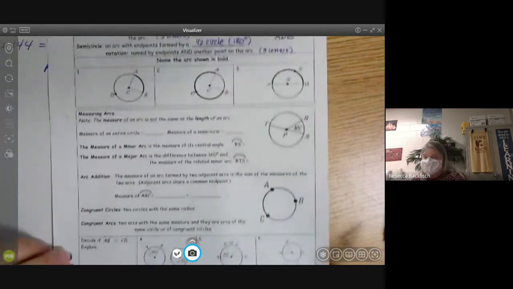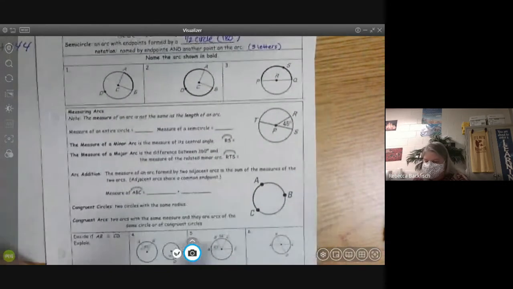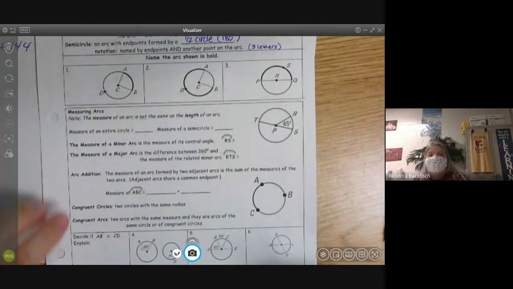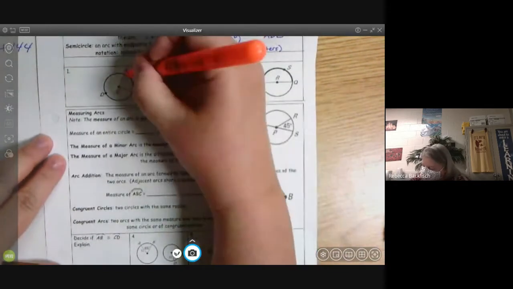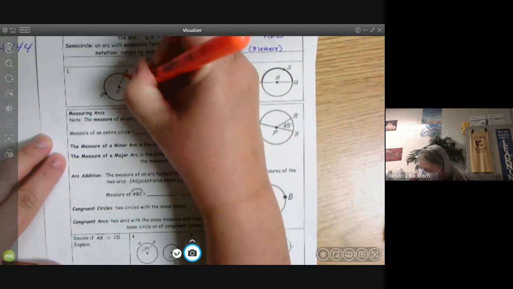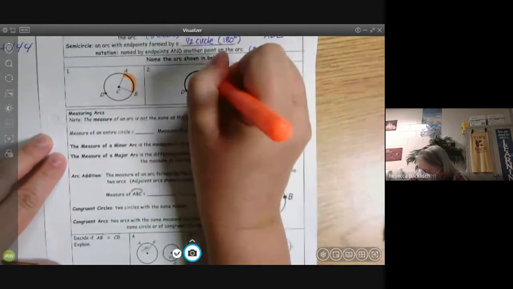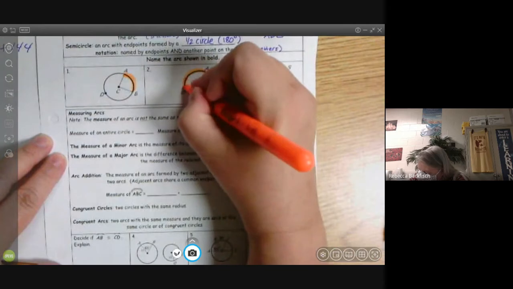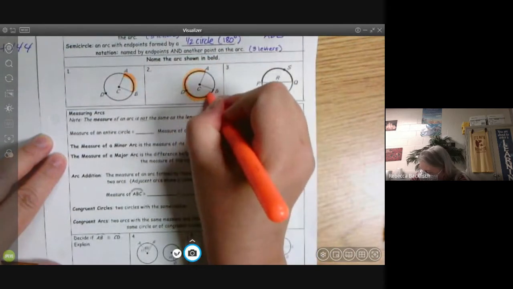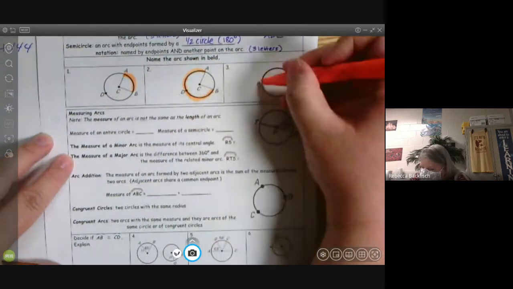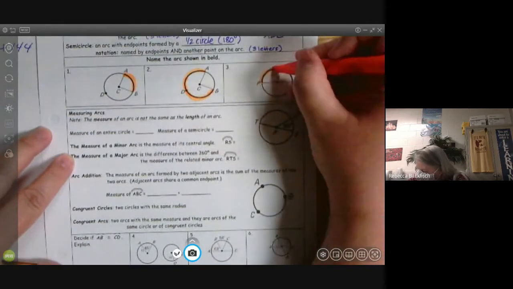All right, so looking at these 1, 2, 3, this whole bold thing, it can be a little hard to see. It says, name the arc shown in bold. I'm going to highlight it too. So here's the one that's bold here. Here's the one that's bold here. And here's the one that's bold here.